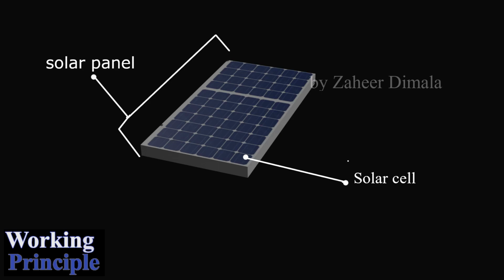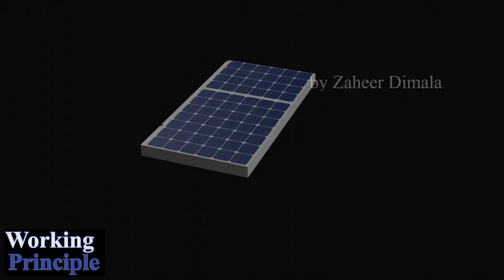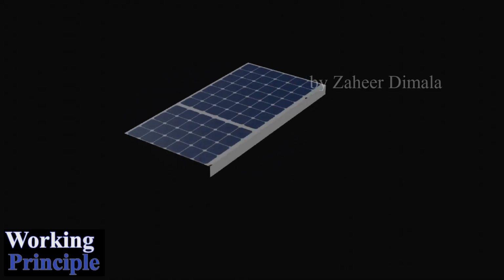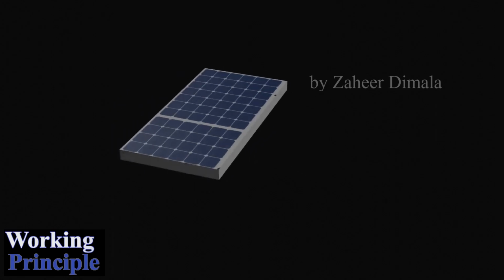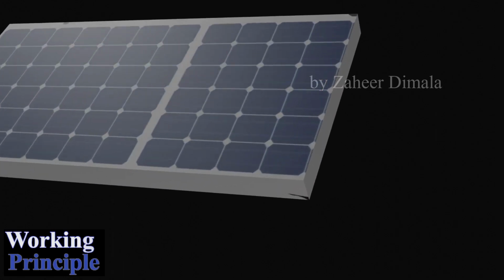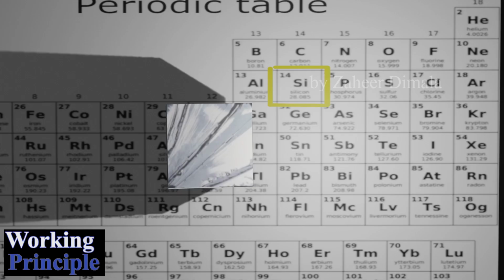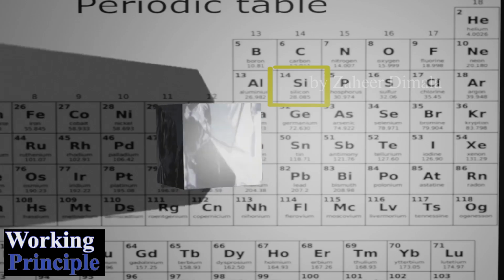The second thing that makes solar power generation possible is the material with which solar cells are made. Solar cells are basically semiconductor devices, and silicon is one of the elements that is most commonly used in solar cells.